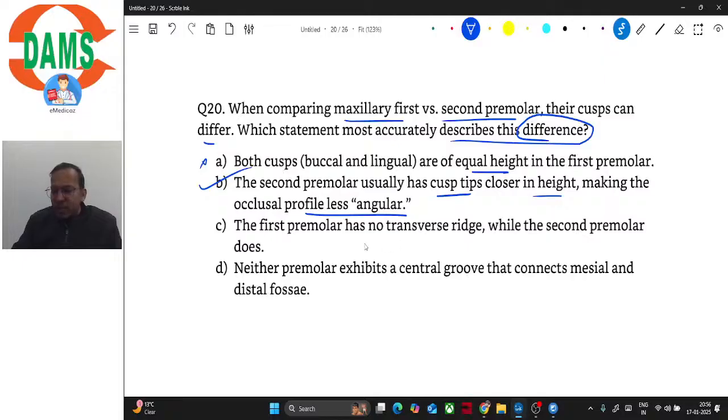The first premolar has no transverse. Again, this is incorrect because it does have a transverse, while the second premolar does. So the second premolar also has the transverse and the first premolar also has the transverse.